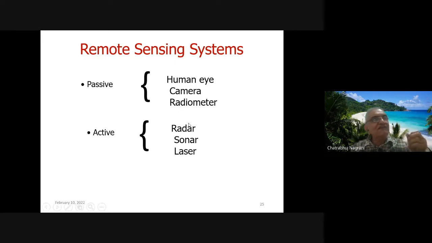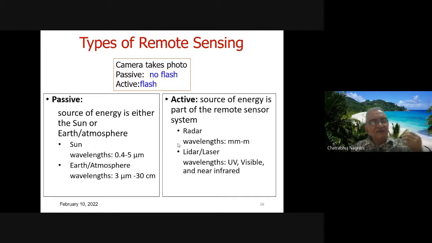While with active sensors, you don't depend on an external source. You carry the source on the satellite, like radar, sonar, laser. So you illuminate with laser, you illuminate with radar, radio frequency, or in ocean measurement with sonar, many times you illuminate with sound waves, and those sound waves are reflected and you measure the scattering or reflectance. So those are called active sensors.